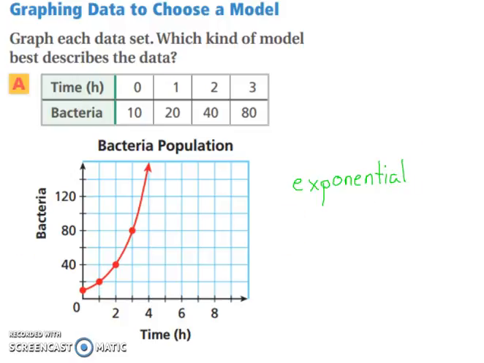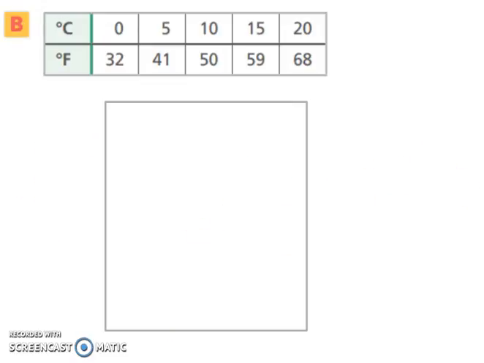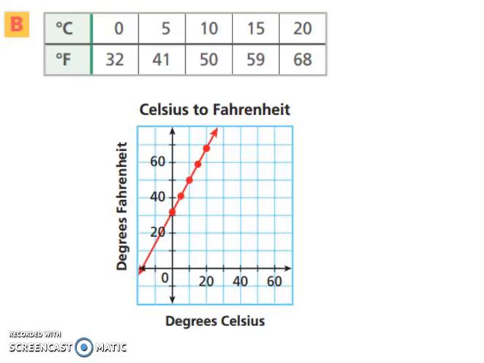Let's try another one. Take a moment, pause the video, and plot these points on a grid. Then state whether or not it is linear, quadratic, or exponential. Now that you've had a chance to do that, let's see what we have. Well, after we plot the points, notice how it forms a line, so therefore it is linear.